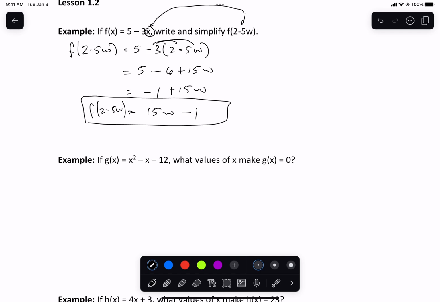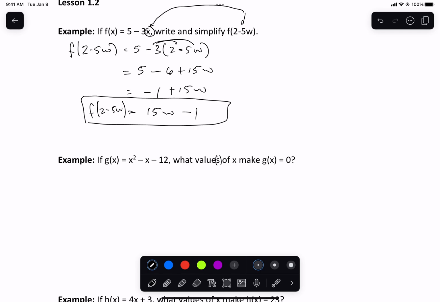What about this example? If g of x is equal to x squared minus x minus 12, what value, maybe we should put brackets around the s because it could just be one value, that's possible. What value or values of x make g of x equal to 0? What's that asking you? It's asking you for the roots.